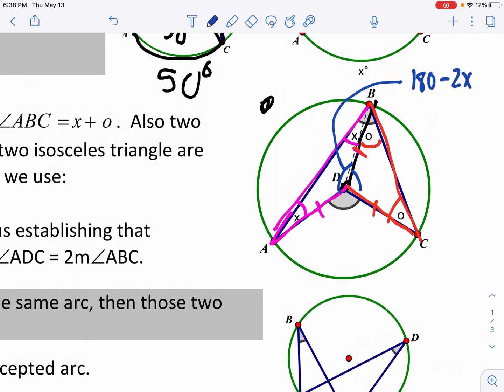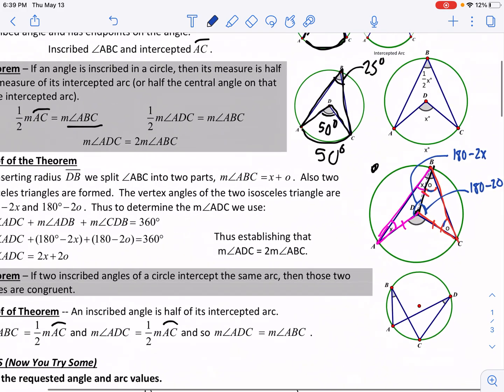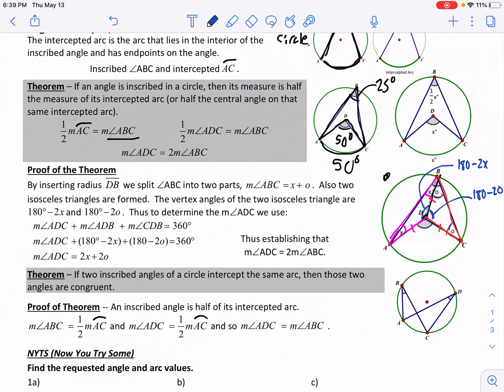And then similarly, if we had O plus this missing side, that would add up to be 180. Or another way to say that is it's 180 minus 2O. Okay, so that would be the measure of that missing angle. We could take 180 minus those 2x's or minus those 2o's to find that missing central angle. Okay, and thus to determine the measure of ADC, we use the measure of ADC.